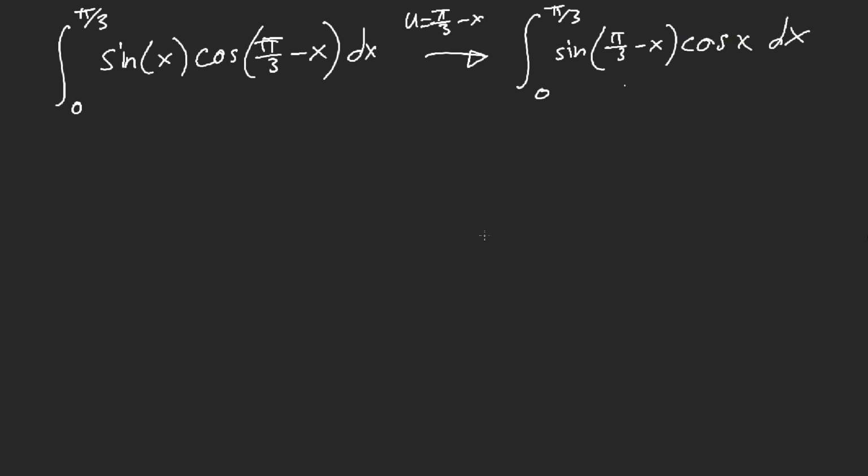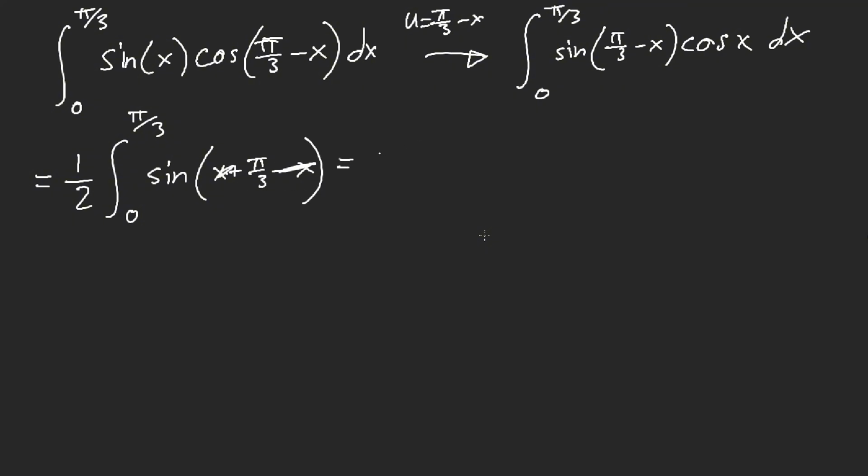right? Then add these two integrals together. If I add these two integrals together, this is technically a half of sine cosine plus cosine sine. That's the sine addition law. So pretty much this is x plus pi over 3 minus x. The x's cancel out, and sine of pi over 3 is equal to root 3 over 2, right?